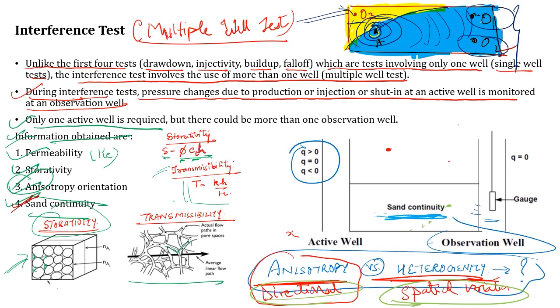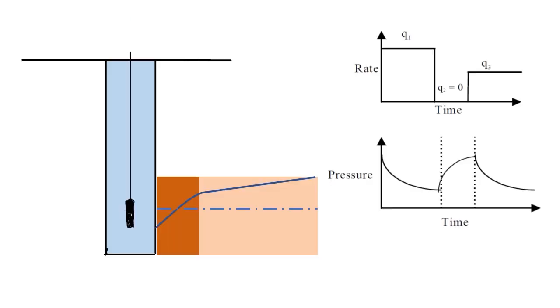Now, if sand continuity is there, then I will have a proper recording of the pressure response. Let's say this is a drawdown, this is a build up, and again a drawdown. So I will be doing such a sequence of drawdown and build up tests, and recording the corresponding pressure. When I go for a drawdown, you can see my pressure goes down. When I go for a build up, my pressure goes up because I have shut the well. Again for drawdown, my pressure will go down. So I will get a set of pressure recordings here.